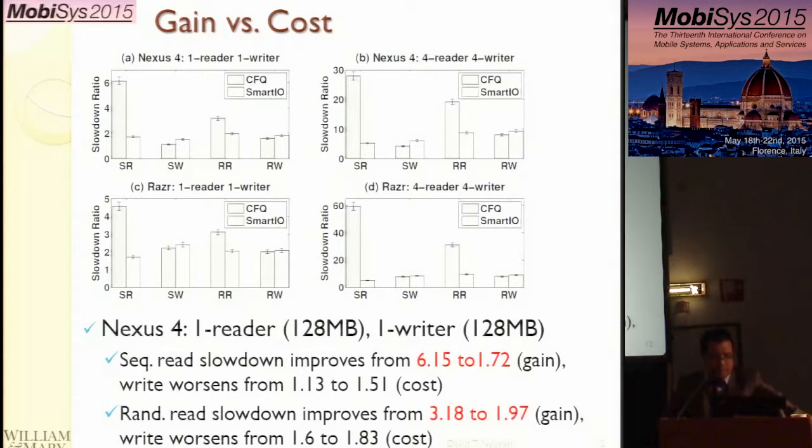How about the random read? Random read slowdown improves from 3.18 to 1.97. And the write worsens from 1.6 to 1.83. So that's, again, gain and cost. You can take a look at more discussions regarding other devices.